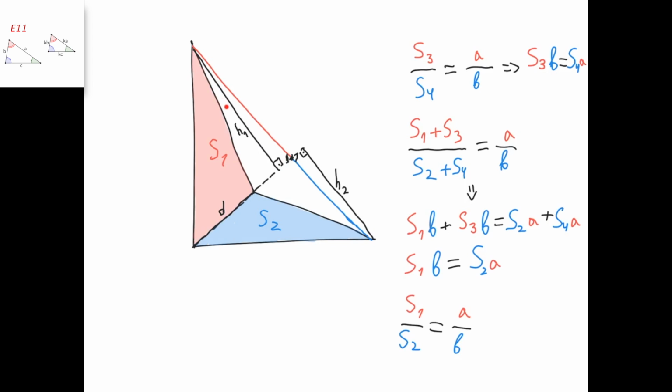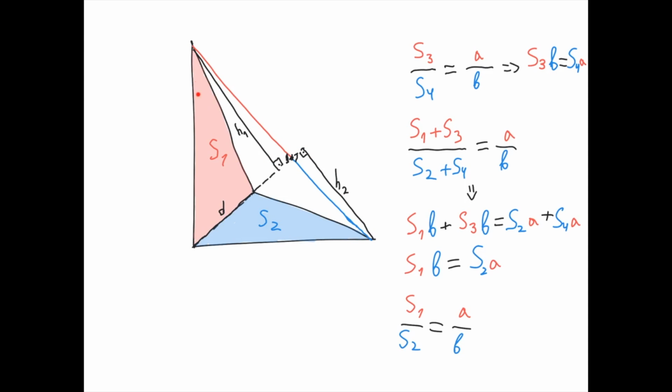And now this triangle here, the small triangle, would be similar to this triangle. And so the ratio of the red side to the blue side equals the ratio of the heights, which equals the ratio of the areas.